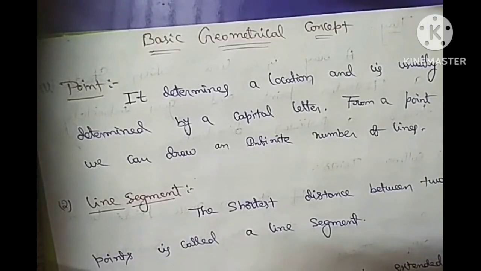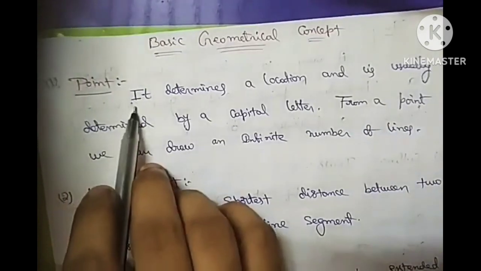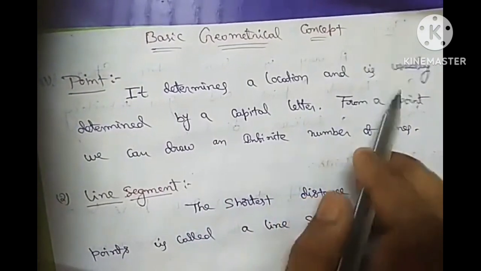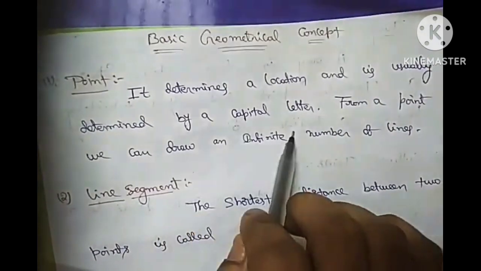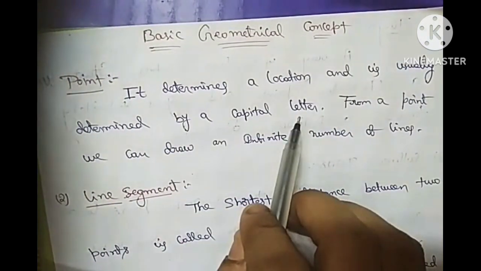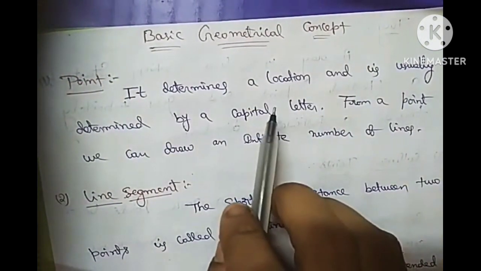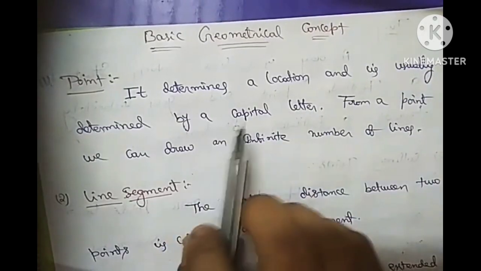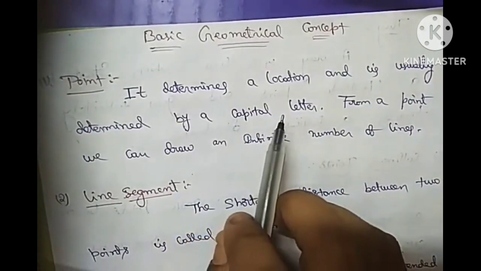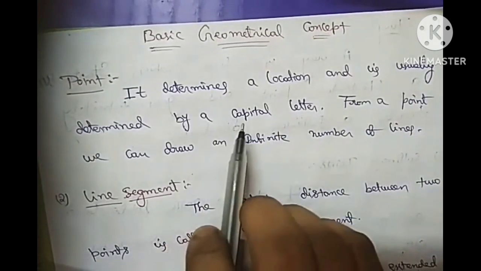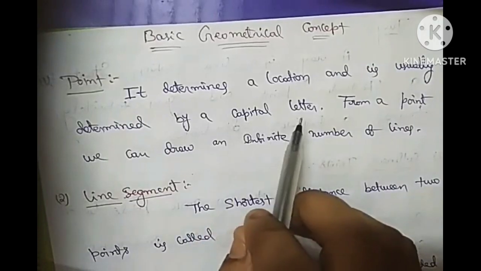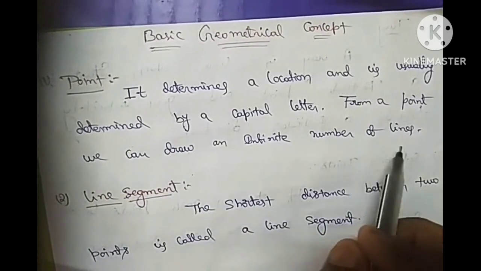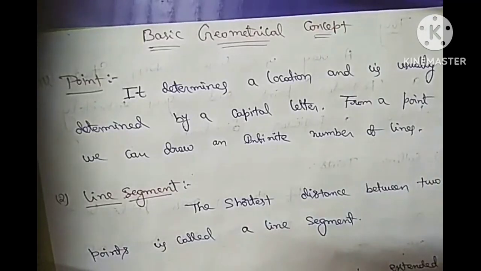So point means it determines a location and is usually determined by a capital letter. So what does point mean? It determines a particular location and is usually determined by a capital letter. We should represent a point with a capital letter. From a point we can draw an infinite number of lines.